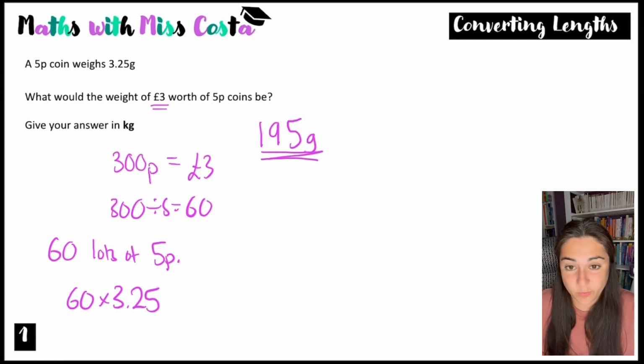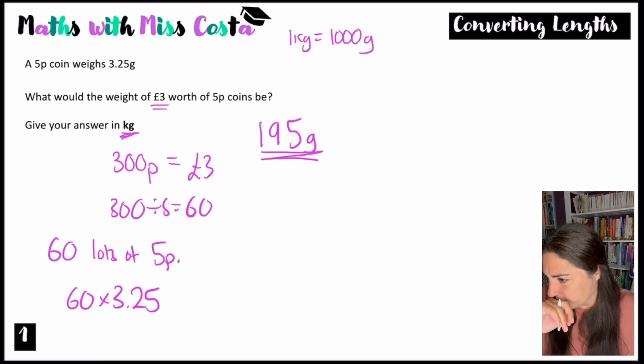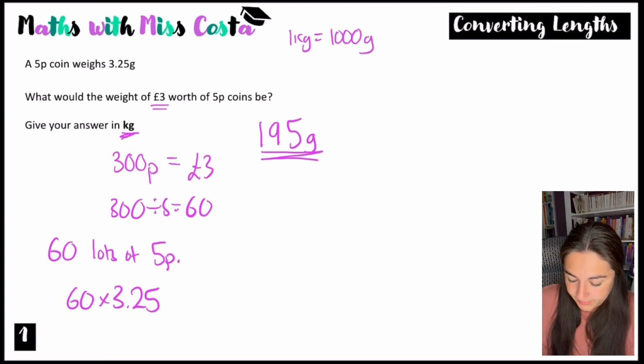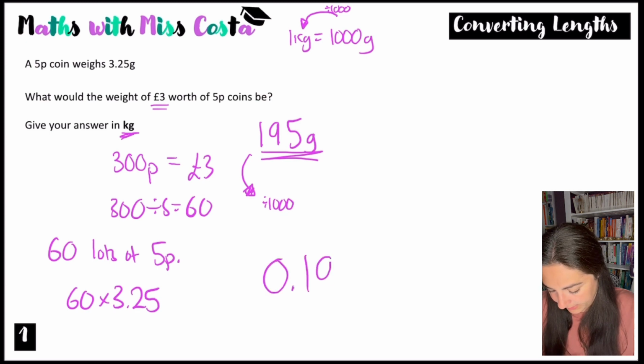However, they say that they want their answer in kilograms. So we know that 1 kilogram is 1,000 grams. So how do you get from grams to kilograms? You divide by 1,000. So what we're going to have to do is divide this by 1,000. So 195 divided by 1,000 is 0.195. So the final answer would be 0.195 kilograms.